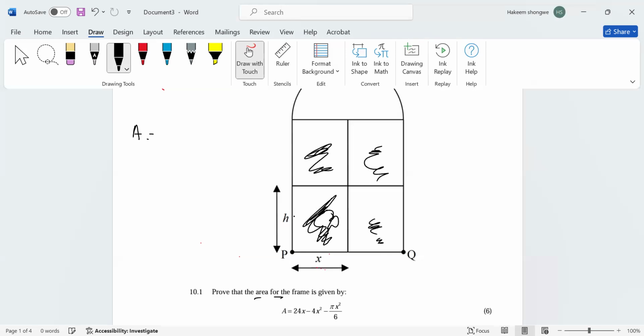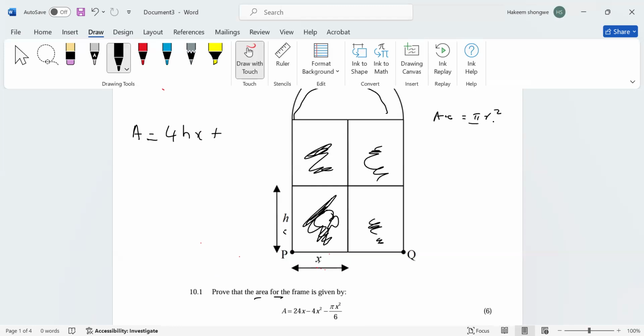So what is the area of the small rectangle? It's h multiplied by x. It's hx. So basically we have 4hx plus pi. You have this one, which is a semicircle. Yes. Pi r squared divided by 2. Yeah, so for the area of a circle, you will say you have pi r squared over 2.